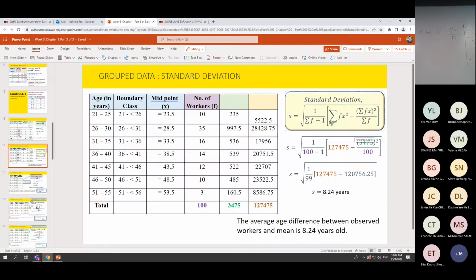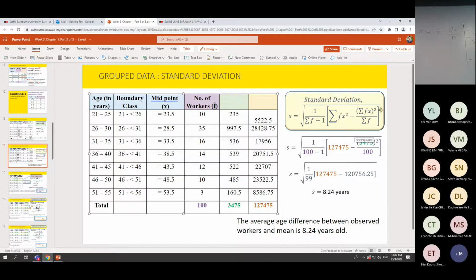Okay, so if you want to use this formula to calculate the standard deviation, that means we need to get ready a few columns in our table. We need to have the total F value. Do we have? Yes, we already have the total F value when we calculate the mean. Remember, total F is this one, the purple one, 100, which is from the frequency column. All right, we already have.